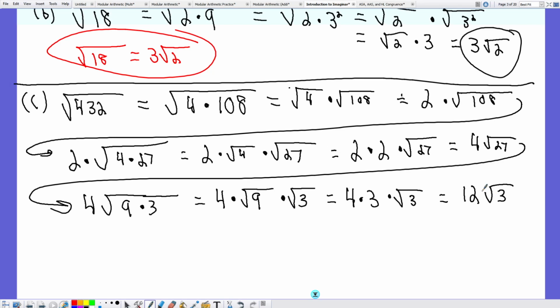And 3 cannot be broken down anymore. It's a prime number. Its only factors are 3 and 1. So we cannot break it down any further. So we have simplified it as much as possible and have discovered that the square root of 432 is equal to 12 times the square root of 3.